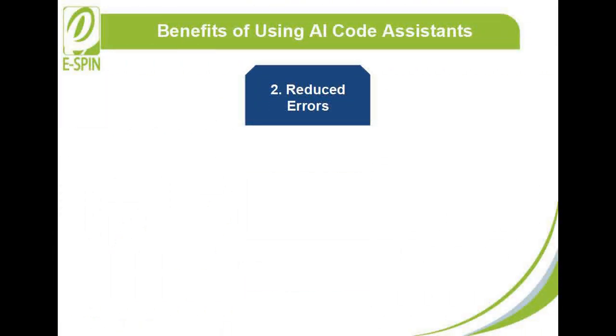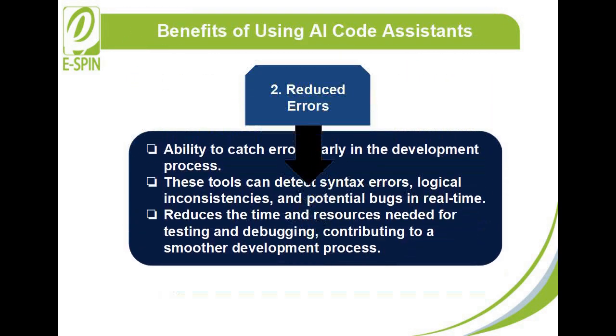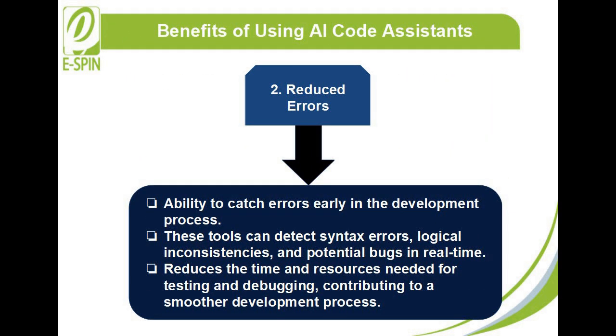Reduced errors. One of the key advantages of AI code assistants is their ability to catch errors early in the development process. By continuously analyzing code as it's written, these tools can detect syntax errors, logical inconsistencies, and potential bugs in real time. Early error detection minimizes the likelihood of these issues making it into the production environment, where they could cause more significant problems. As a result, the overall quality of the software is improved, leading to more stable, reliable, and secure applications.